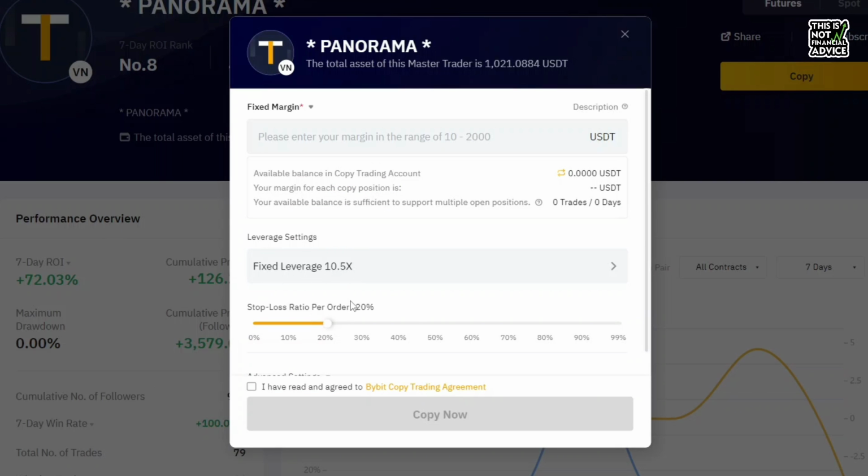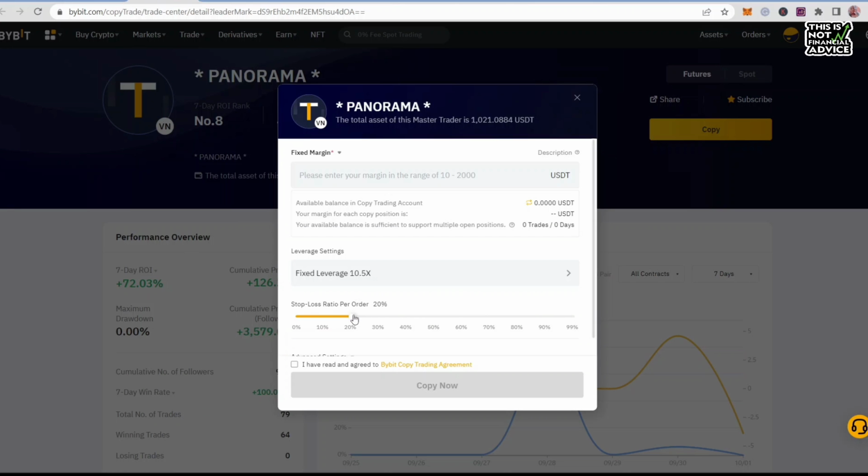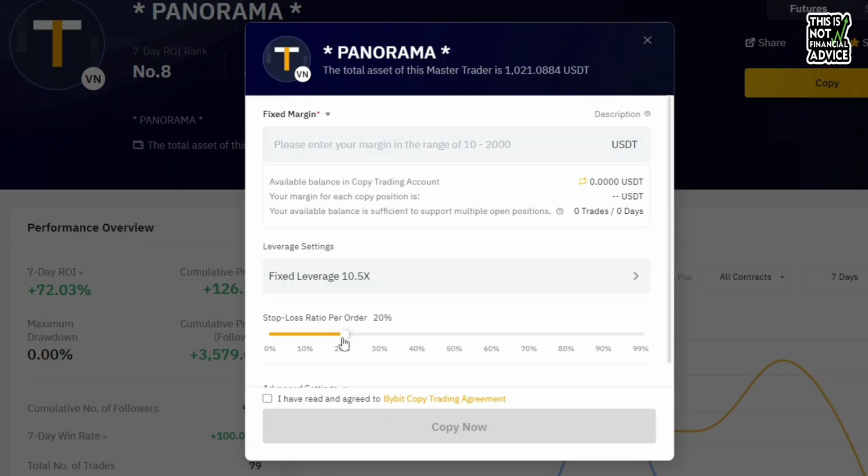Under the leverage, you'll be able to see this stop loss ratio. So this stop loss ratio, I would like to put it on 20%. So that means when the trade goes against you by 20%, the transaction will close. Or you can also edit the stop loss to be like 10%, you understand.